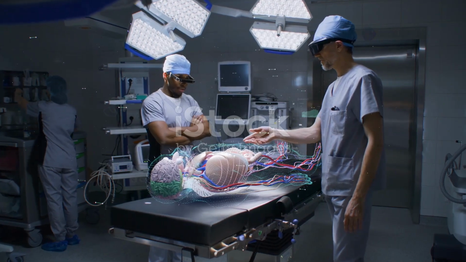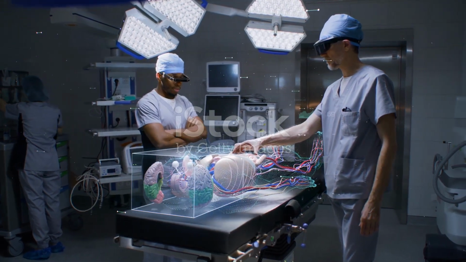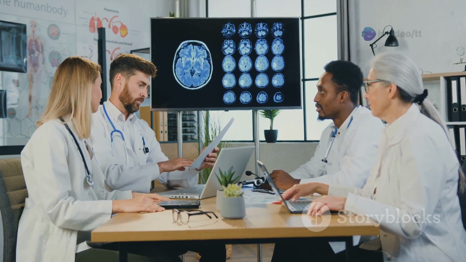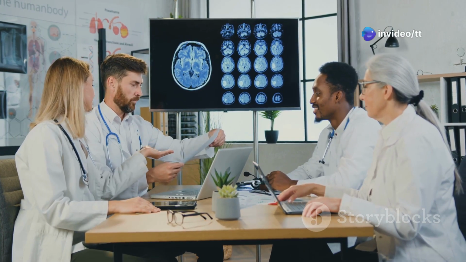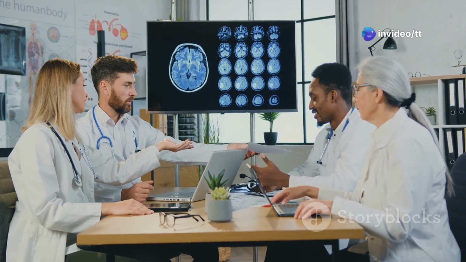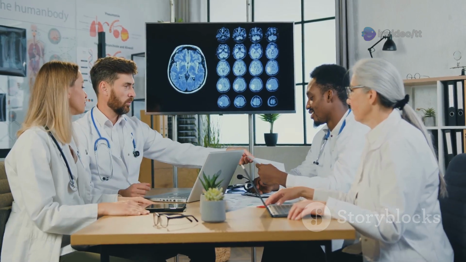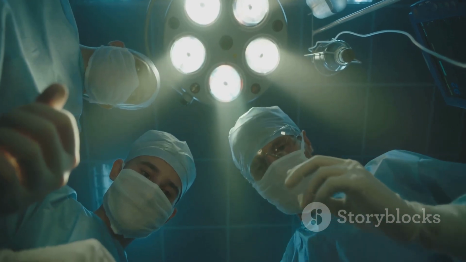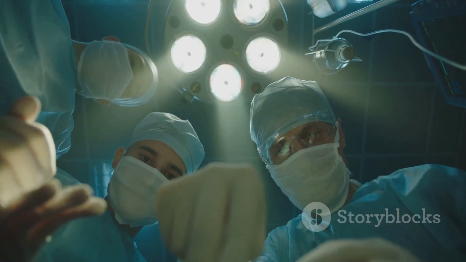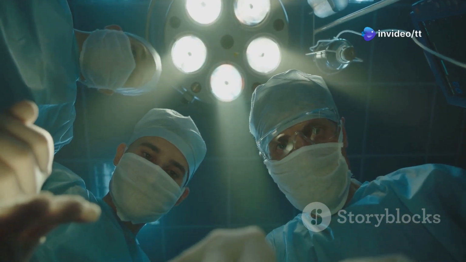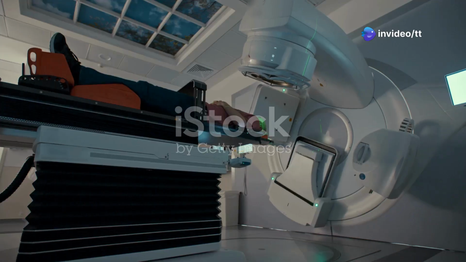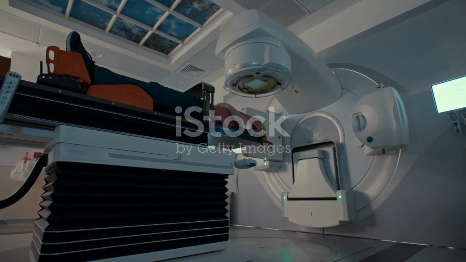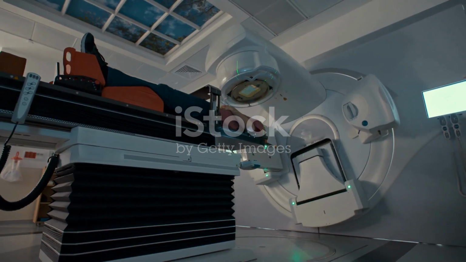Treatment for brain tumors typically involves a combination of surgery, chemotherapy, and radiotherapy. The choice of treatment depends on several factors, including the type, size, and location of the tumor, as well as the patient's overall health. Surgery is often the first line of treatment for accessible tumors, aiming to remove as much of the tumor as possible while minimizing damage to surrounding healthy tissue. In cases where surgery cannot remove the entire tumor, or if the tumor is inoperable, chemotherapy and radiotherapy are used.